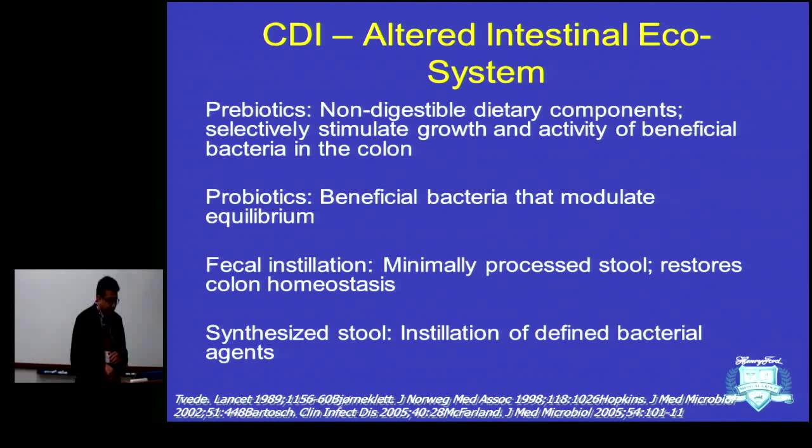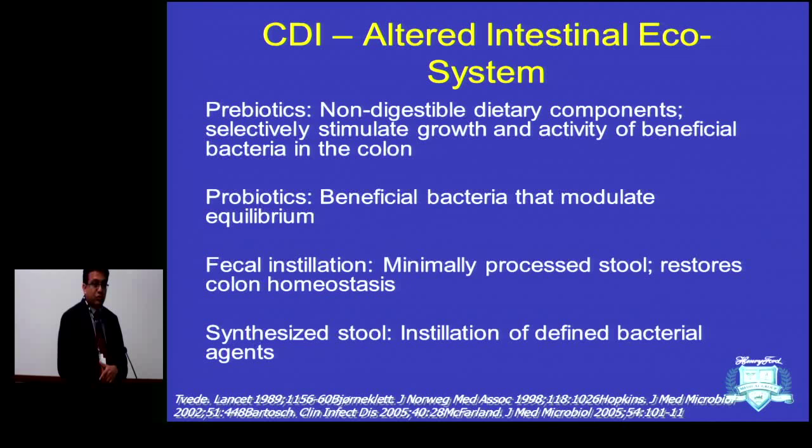So we know that in C. diff infection, we have altered intestinal ecosystem. So how do you fix the altered intestinal ecosystem? We can do what we call prebiotics. These are non-digestible dietary components, basically different polysaccharides, that selectively stimulate growth and activity of beneficial bacteria in the colon. Or you could do probiotics, which Dr. Alangaden discussed. And we can see that there is only a limited role for probiotics so far in successful management of C. diff. We can do fecal instillation, which is minimally processed stool that restores colonic homeostasis.